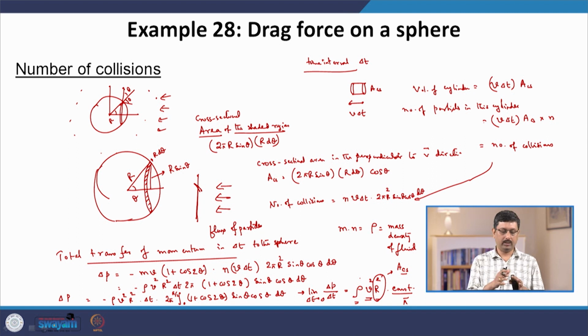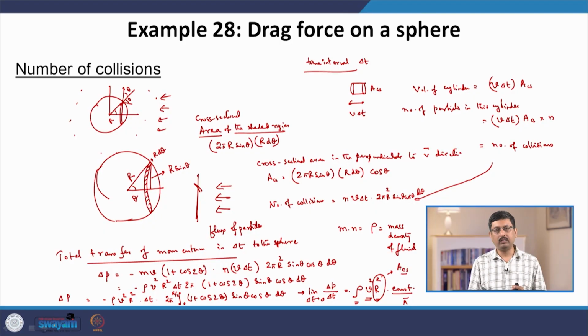Now, one more thing. We have considered a sphere, but it need not be a sphere, it can be of any other shape, and all it will change is the value of this integral. So, the details will change, but the force will be proportional to the density of the fluid, proportional to the velocity square of the object, and proportional to the cross sectional area, so some linear dimension of the object squared. These facts will remain the same.